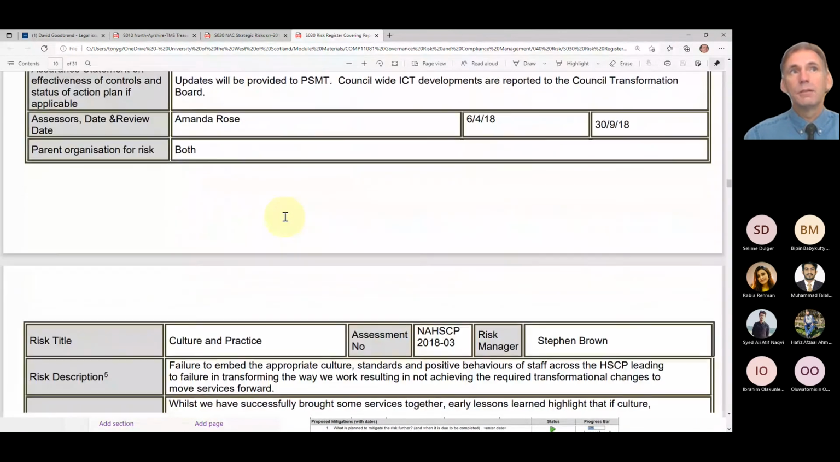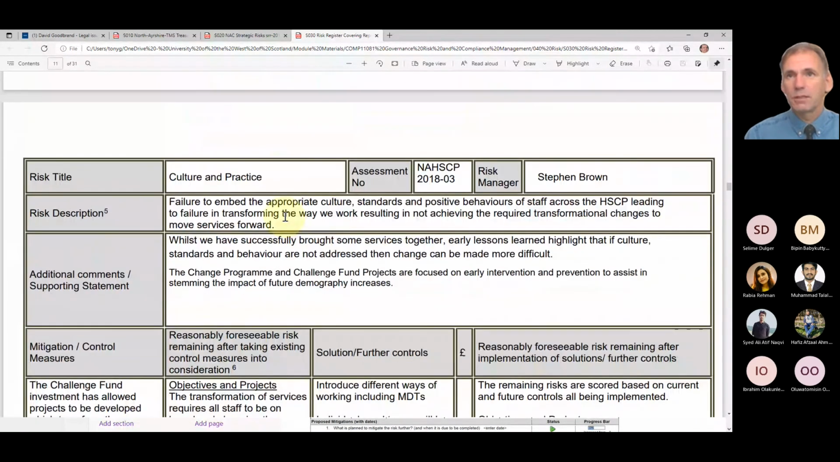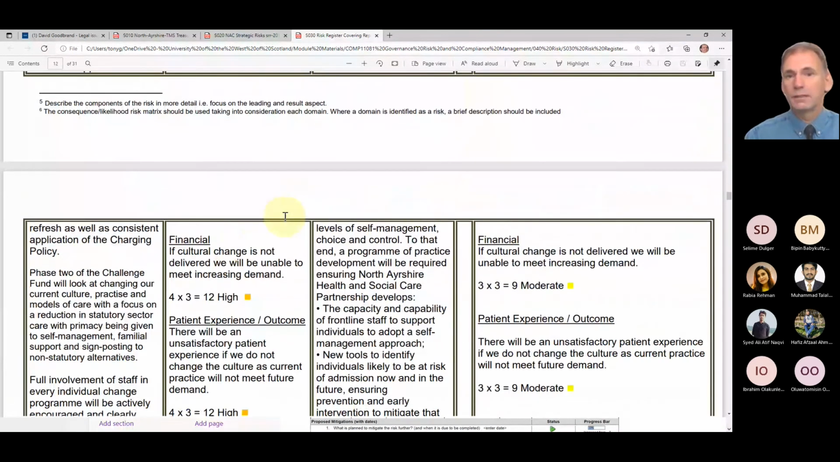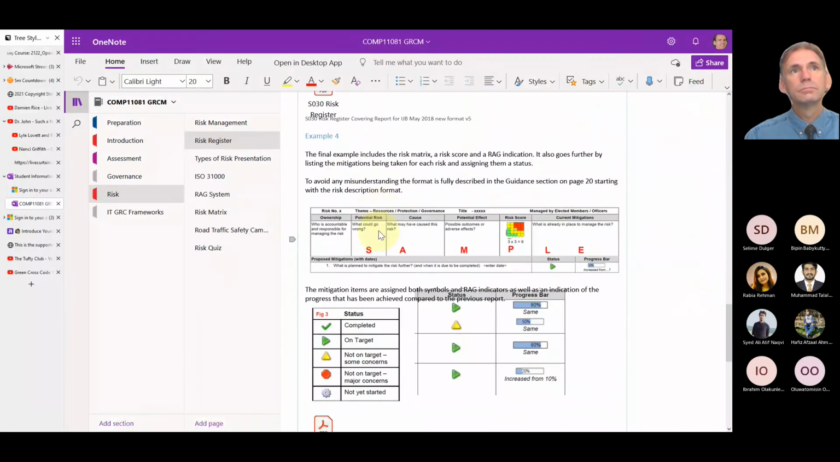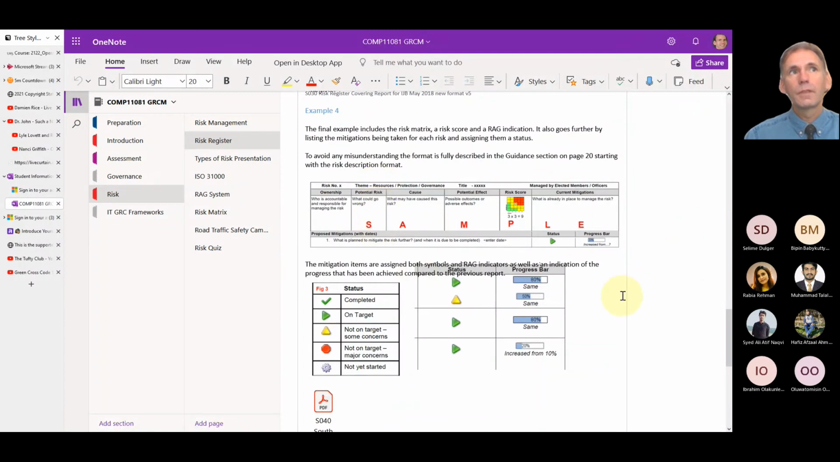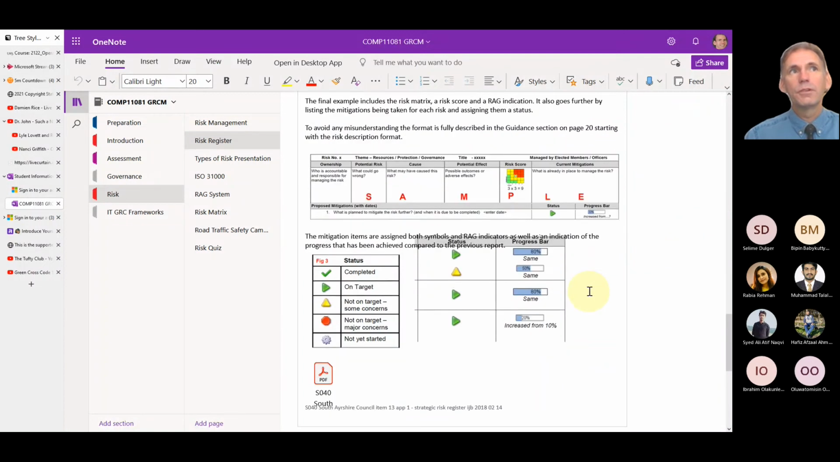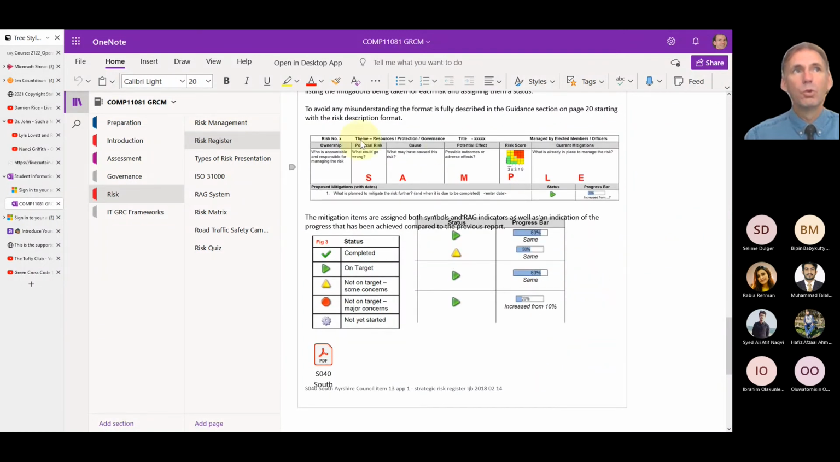So that's the third example. Same kind of general outcome, but presented in a different way. And the fourth example goes even further. So it has ownership, potential risk, cause, potential effect.